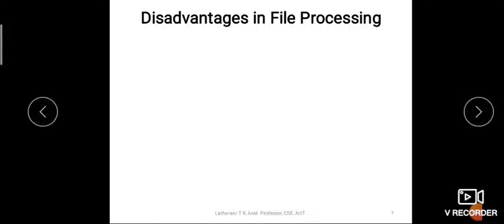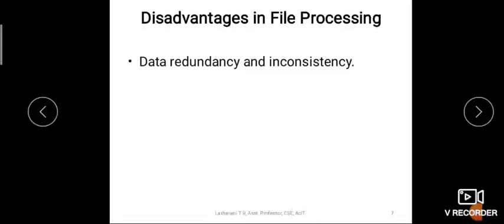But it is very difficult because it doesn't provide you a structured method for manipulating the data. So what are the disadvantages? First, data redundancy and inconsistency. What is redundancy? Redundancy means repetitive presence of data, and inconsistency means the data is not consistent. If some changes are made in one place, automatically it will not make those changes in the other places. So that problem will be there.